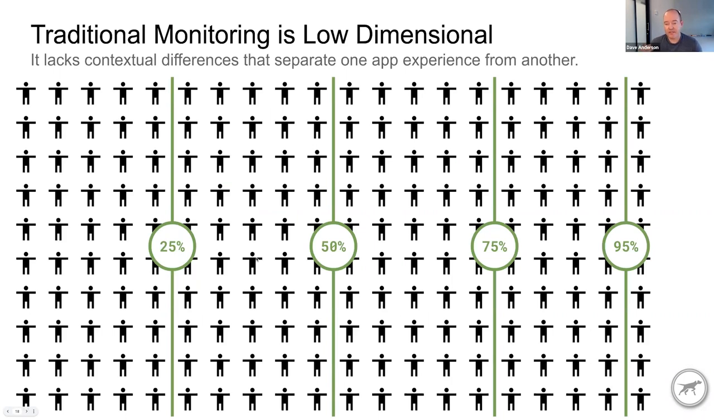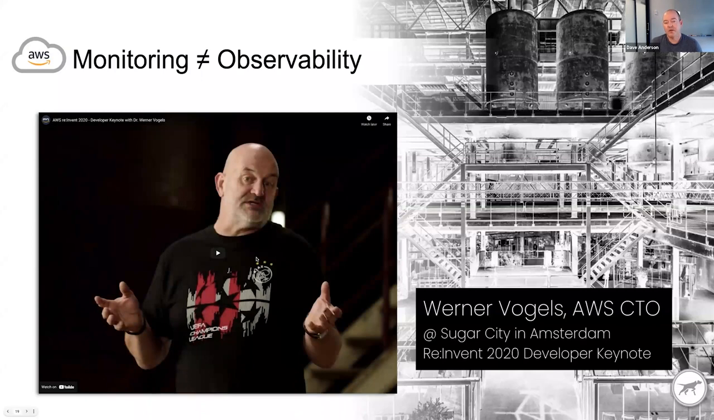Traditional monitoring is very low dimensional. We treated all of these experiences as the same. You know, we could measure, and it lacked the contextual differences that separate one app experience from another. And now let's talk about why monitoring is not observability, again, with Werner Vogels, the CTO of AWS.